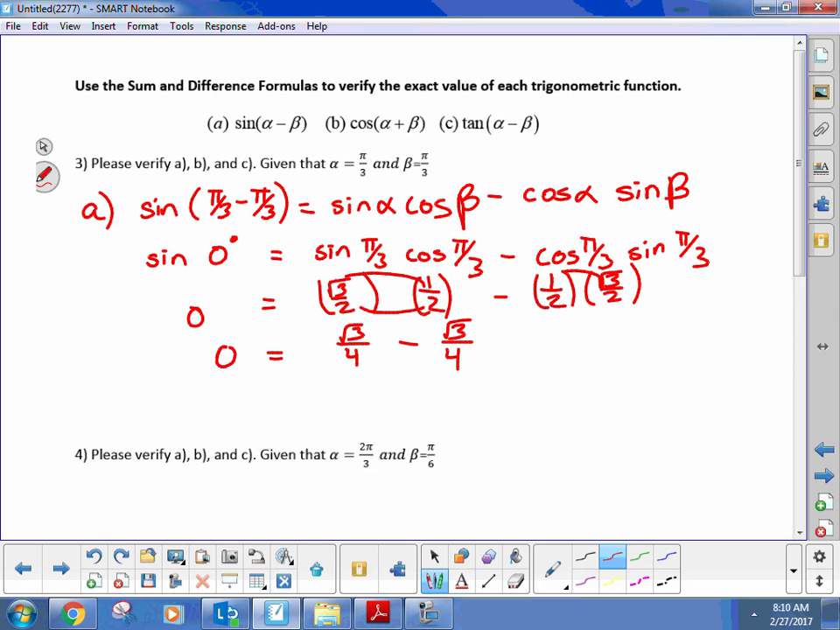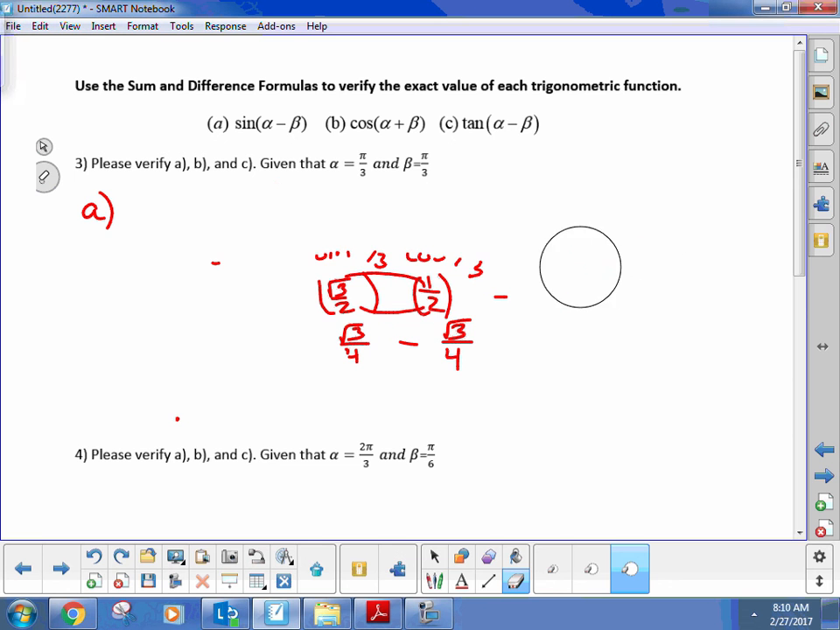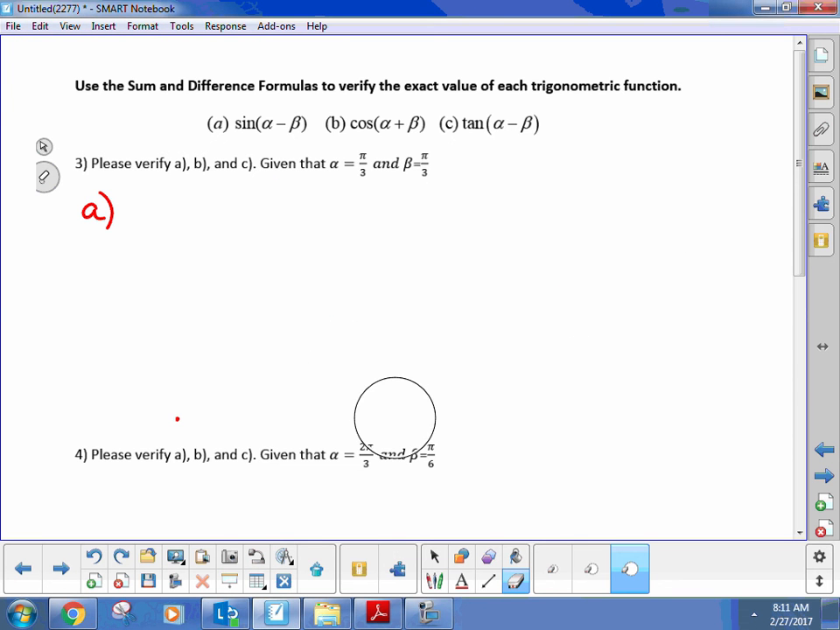And this comes out being 0, and this is how you prove it. So that's for A. Let's go ahead and now do B. Now the formula for B is slightly different, but the same thing. In this case, we're going to discover what cosine of pi over 3 plus pi over 3 is.